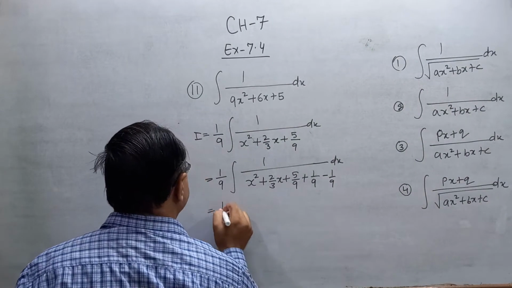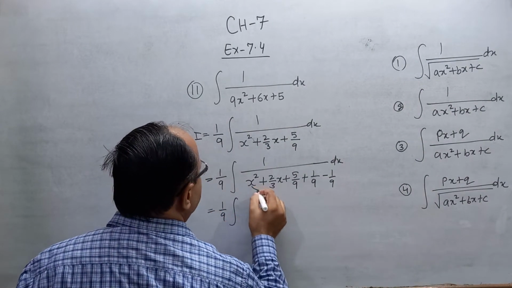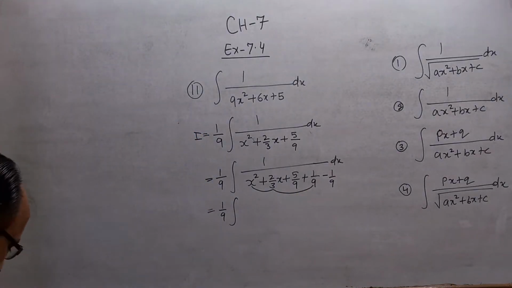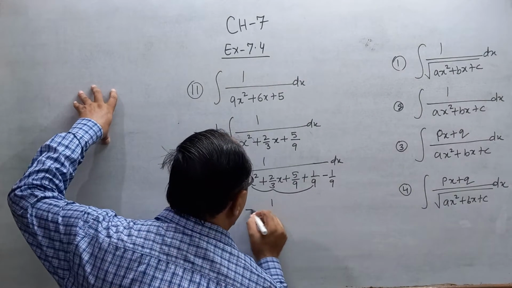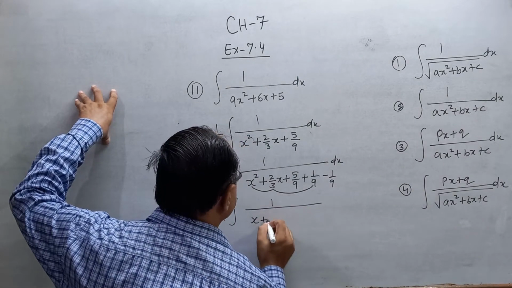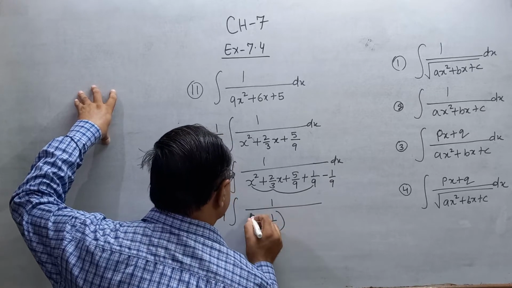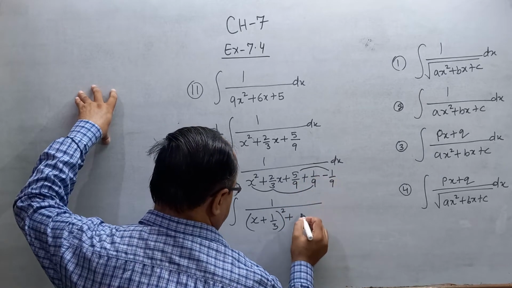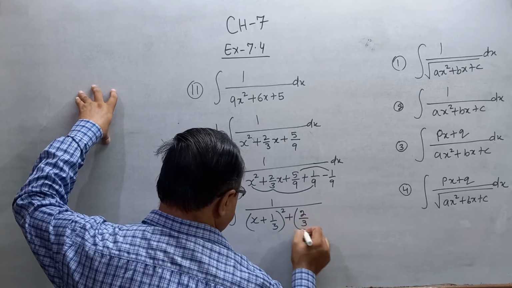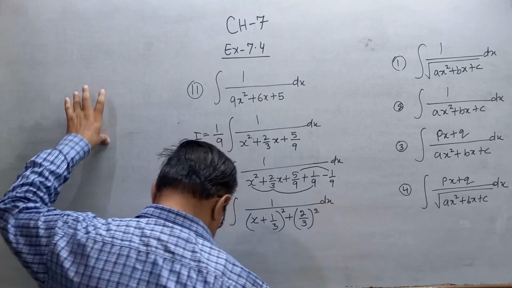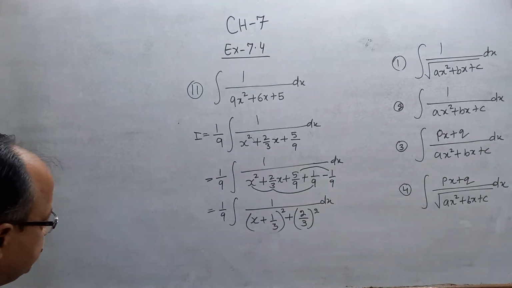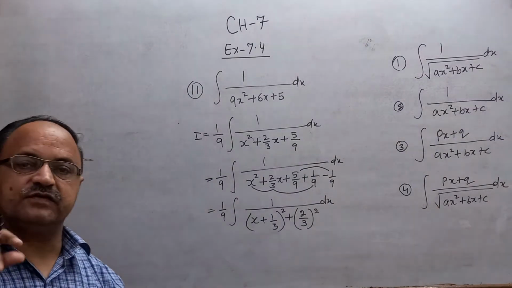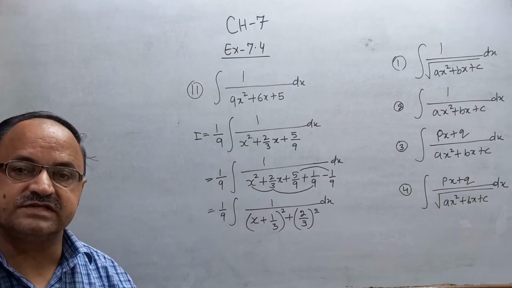Now this and this, it is perfect square. 1 upon x plus 1 by 3 whole square plus 5 by 9 minus 1 by 9, that is 4 by 9, and 4 by 9 is the square of 2 by 3. Now apply here the formula 1 upon x square plus a square. Integration 1 upon x square plus a square is 1 by a tan inverse x by a.